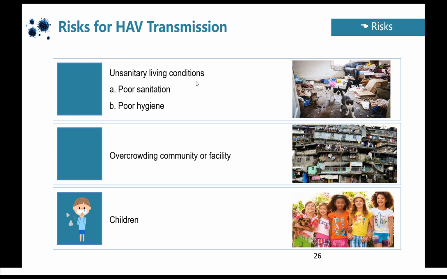So, unsanitary living conditions include poor sanitation and poor hygiene. Or if you are living in a facility or community that is overcrowding. Kasi 'di ba overcrowding, maraming tao and we don't know the hygiene practice of those people. So, at saka with overcrowding, very little space. So, talagang mabilis ang transmission kapag there is overcrowding. And there is increased transmission to children because young children, kahit ano lang kasi yung sinusubo nila, sa kanilang bibig, particularly na yung mga toddlers.